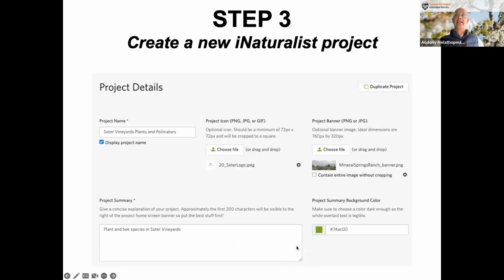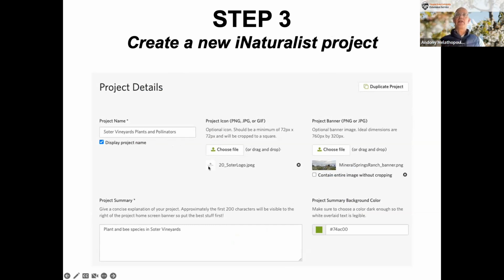So you go back into iNaturalist and you create a new project. Here you see I've created a project called Soder Vineyard Plants and Pollinators. There's a step before this I forgot to tell you. You need to take that KML file in iNaturalist, where you're allowed to create new place names. So you're going to say small farm in Prineville. That'll be your new place name.